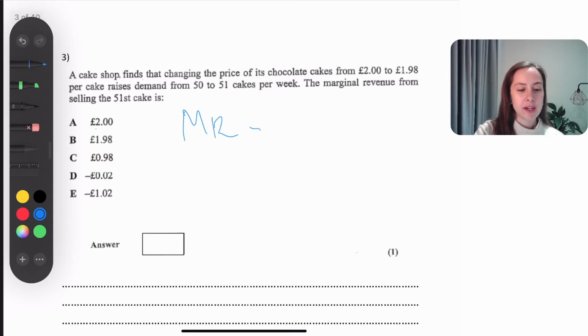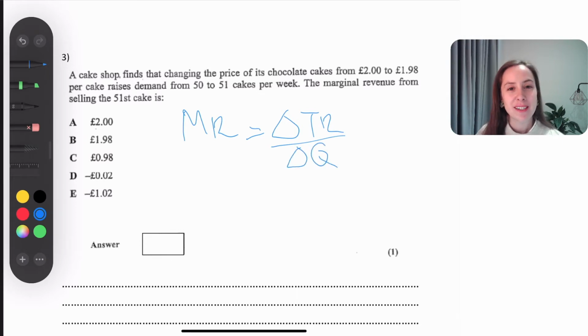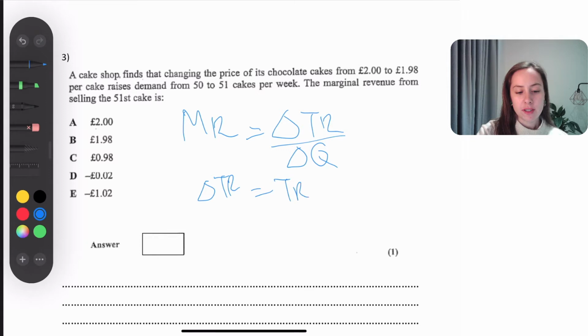Actually write down the equation. So MR is change in total revenue over your change in quantity. And I know this is maybe, I wouldn't say it's boring, but it takes a few more steps. Change in total revenue, you have to work it out. TR2 minus TR1. So then take the time to work that out. Take some time, but you will not be getting it wrong this way.